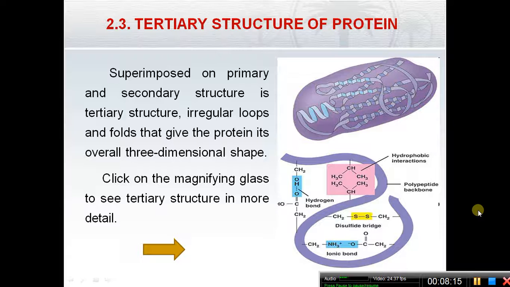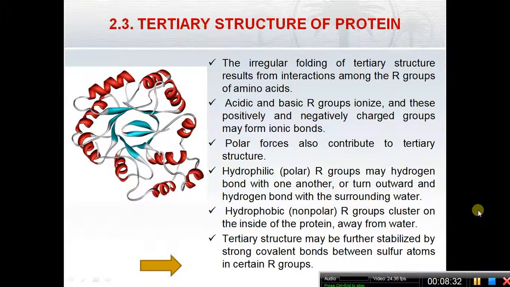Tertiary structure of protein. Building on primary and secondary structure is tertiary structure, the irregular loops and folds that give the protein its overall three-dimensional shape. Click on the magnifying glass to see the tertiary structure in more detail. The irregular folding of tertiary structure results from interaction among the R groups of amino acids.